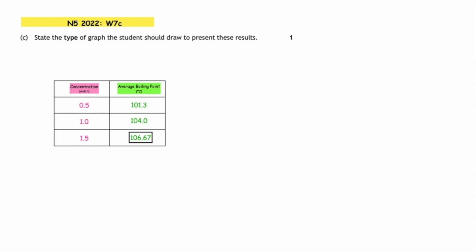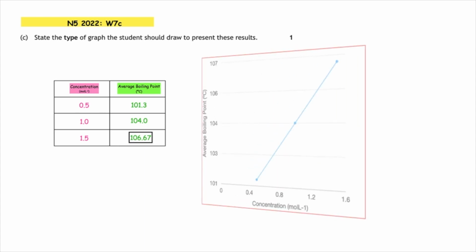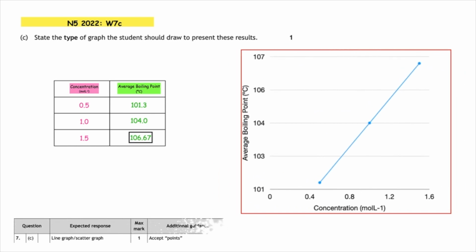State the type of graph the student should draw to present these results. So what we can see with the 2 columns is that they both have numbers, and if you've got 2 sets of number data for each column, you're wanting to use a line or a scatter graph.